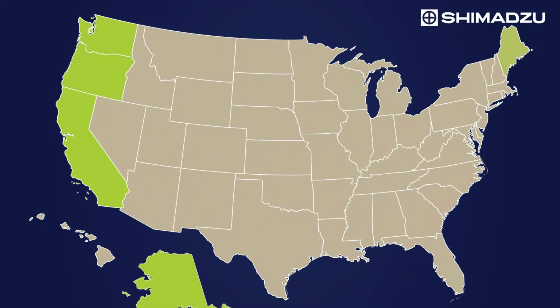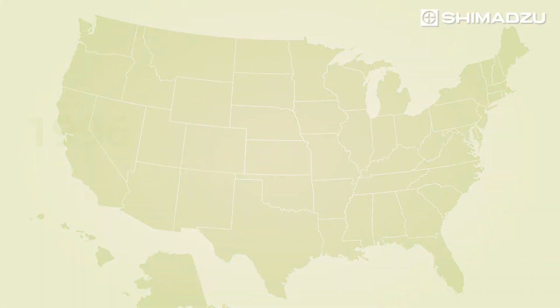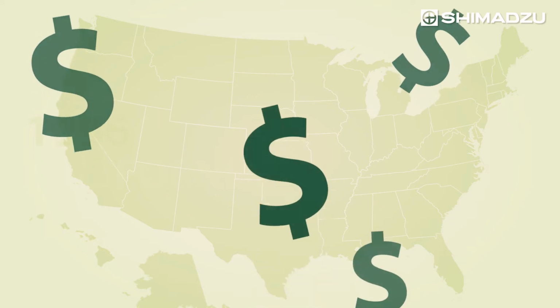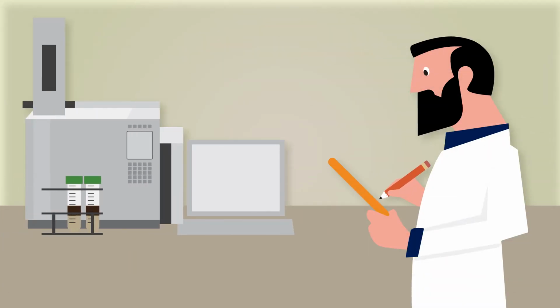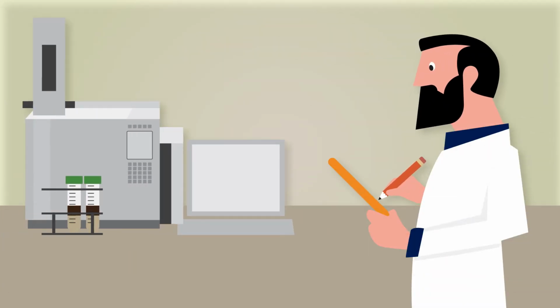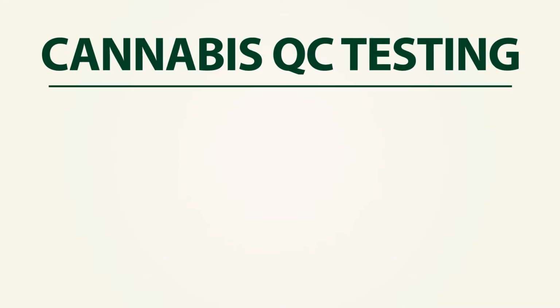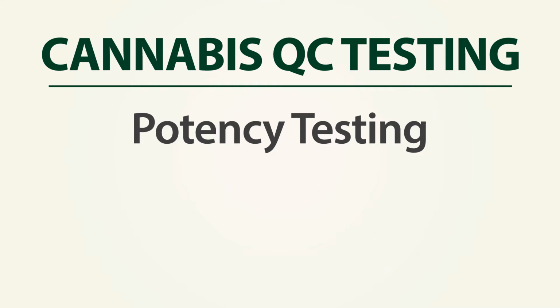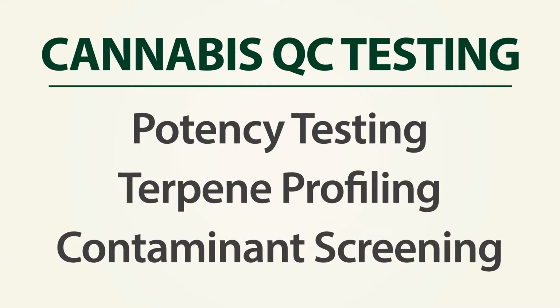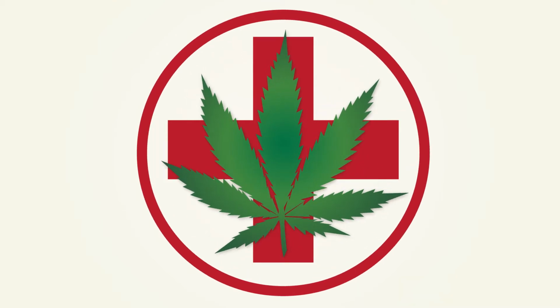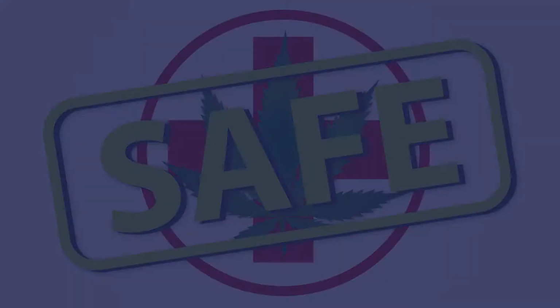Since then, many others have followed suit. Now, more than half of the states in the U.S. have legalized cannabis for medical use. All of this new demand for cannabis is creating a booming industry and driving the need for proper testing and analysis. Cannabis QC testing falls into three major categories: potency testing, terpene profiling, and contaminant screening. Analytical testing is critical to ensure that patients receive safe and effective products.